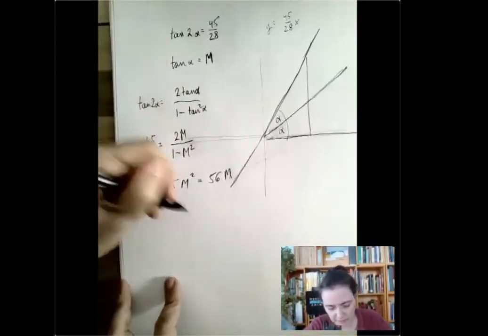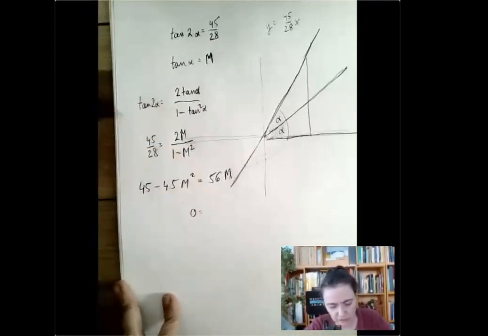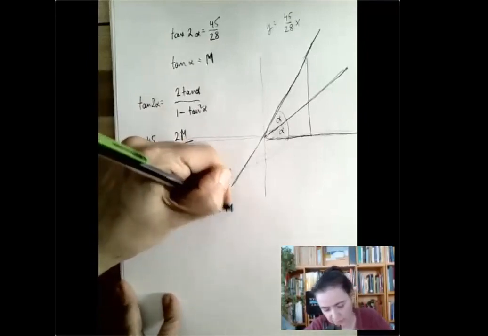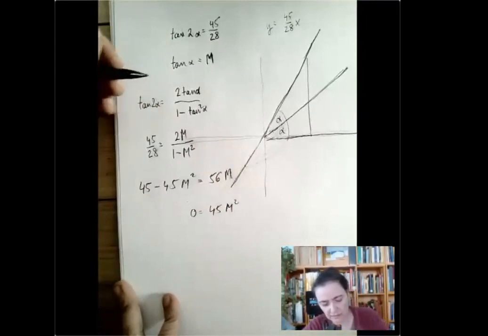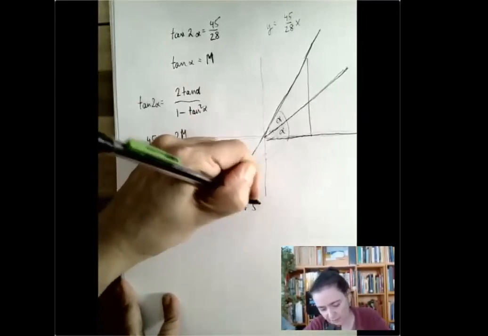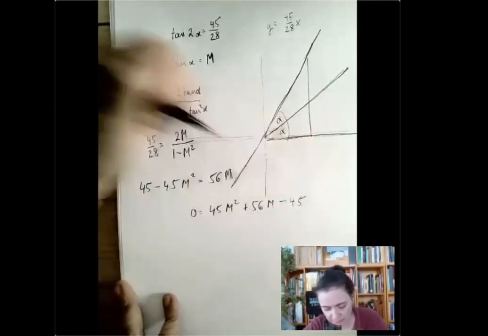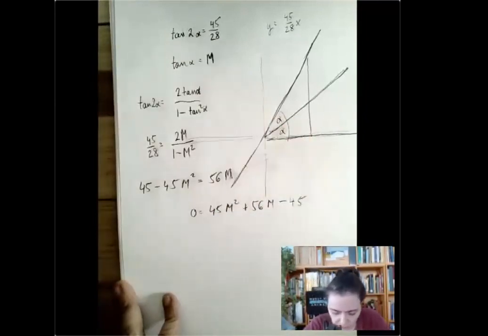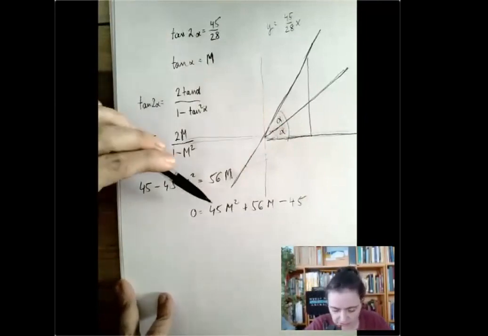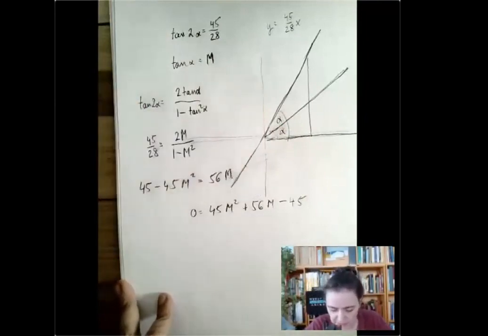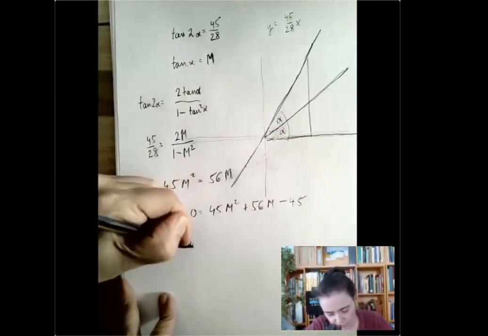It's quadratic, so we're going to say 0 equals 45 m squared plus 56m minus 45. And nobody here is a prime, but they don't share factors. This is 9 times 5. This is 7 times 8. So if it's too intimidating, we can just use the quadratic formula. Let's do that.